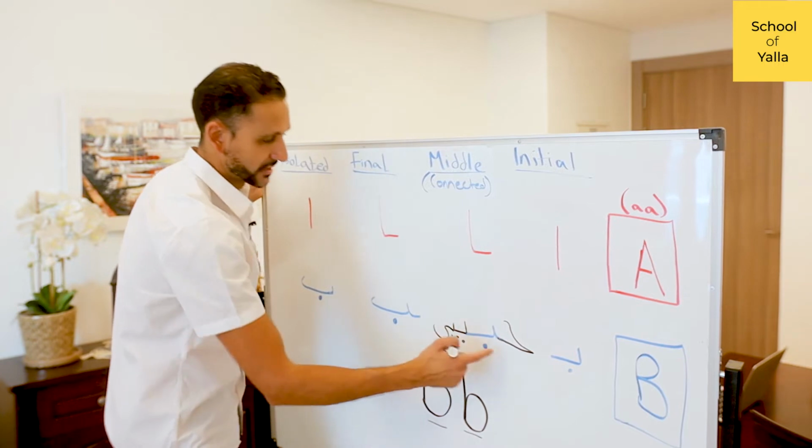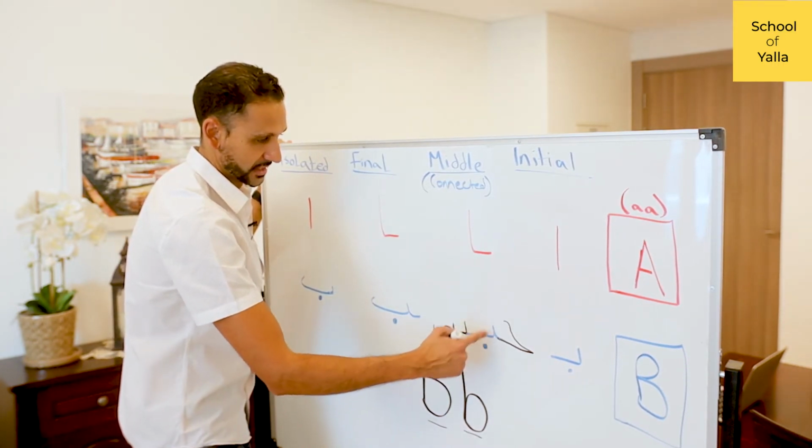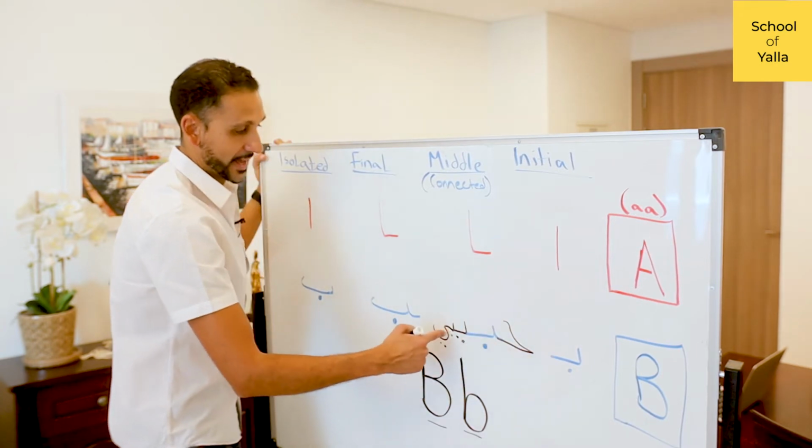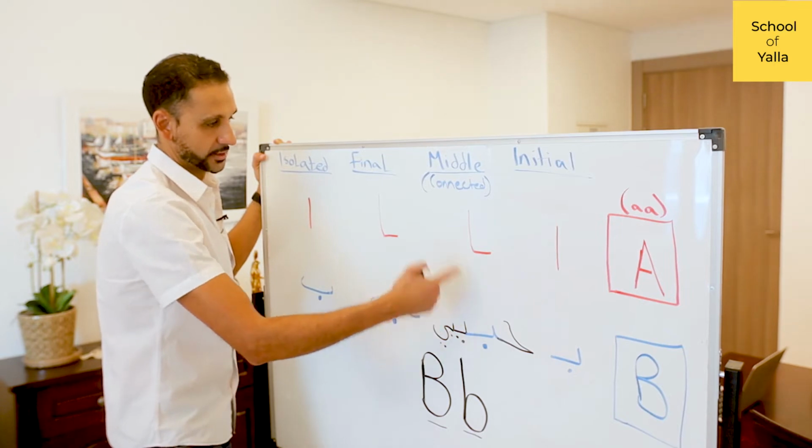You don't have to know this. I'm just demonstrating so you can imagine what this is basically. The ba that's connected from before and after. This is the medial or يعني connected form.